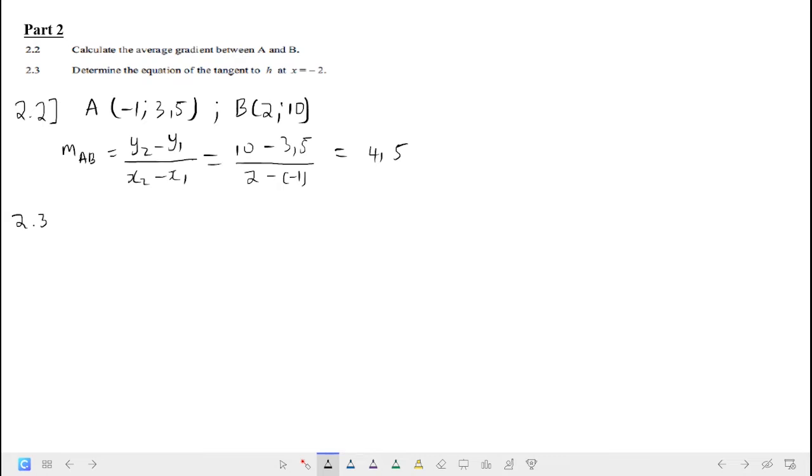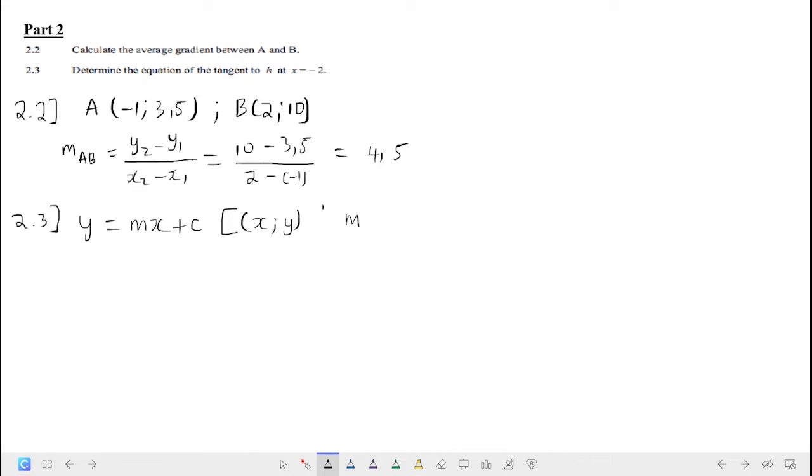Now 2.3 says determine the equation of the tangent to h at x equals minus 2. Now to find the equation of a tangent, we know that the equation of a tangent is y equals mx plus c. And for us to find this equation, we need to know a point, right? We need to have a point and a gradient, right?